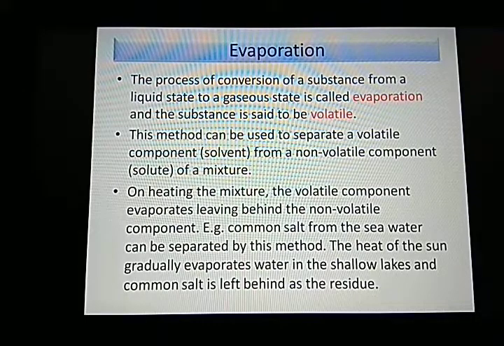Now what happens actually in evaporation is that on heating the mixture, the volatile component will evaporate, leaving behind the non-volatile component. Say for example, the common salt that we eat, how it is prepared from the seawater. What actually is done is that the seawater is evaporated with the help of the heat of the sun. And when this sea water evaporates, it leaves behind the common salt as the residue. So after the evaporation process takes place, the water will evaporate and something will be left behind, and that something is nothing but the common salt. Clear? So by the evaporation process, we can get the common salt.